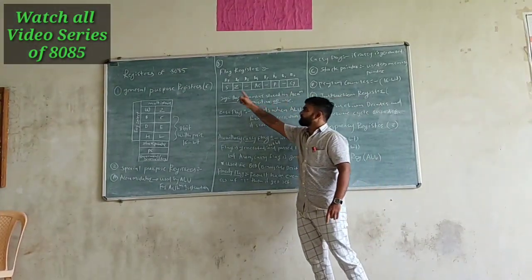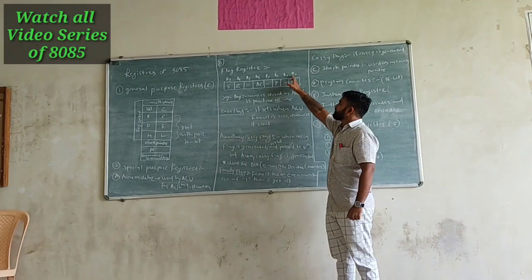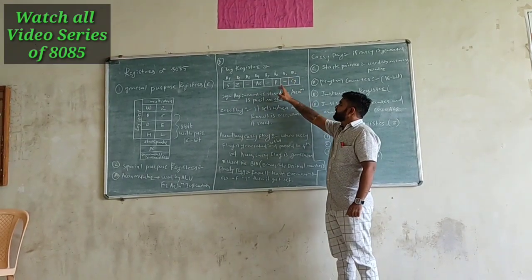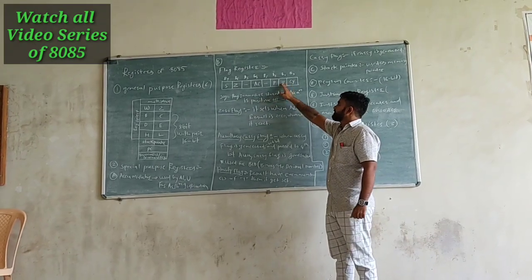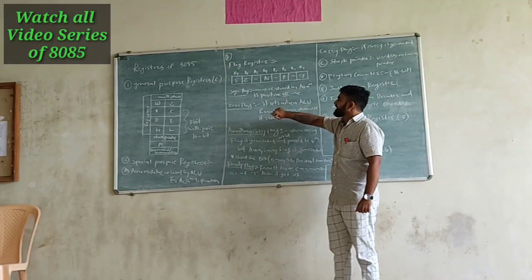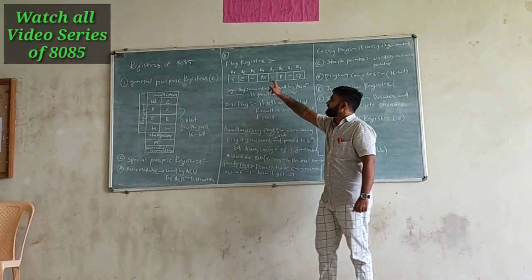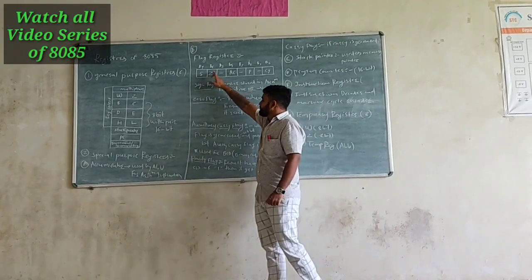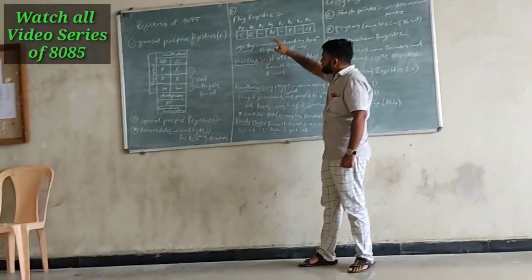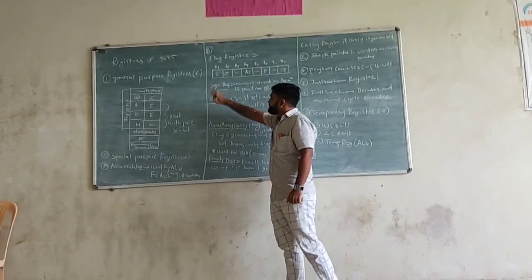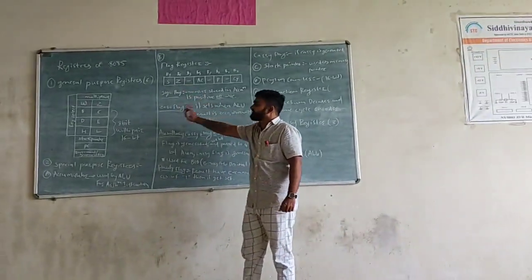This is the diagram of the flag register and this is the position of the bits. At the first position we have the carry flag, that is B0. B1 is empty. Then at the B2 position we have the parity flag. B3 is empty. Then at B4 we have the auxiliary carry flag. Then B5 is empty. At B6 we have the zero flag, and at B7 we have the sign flag.